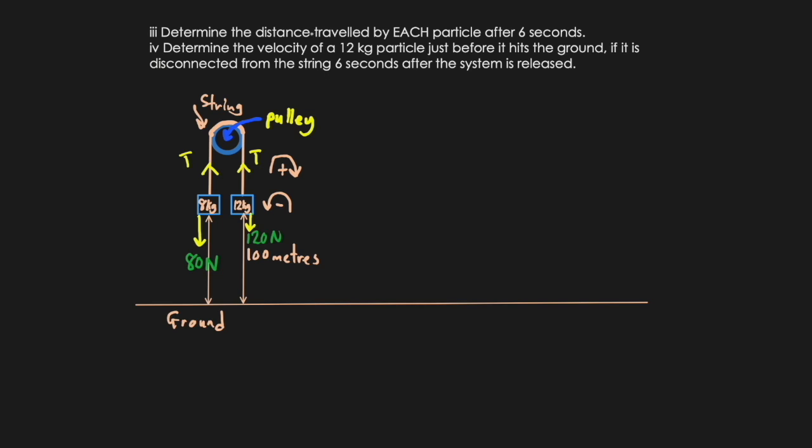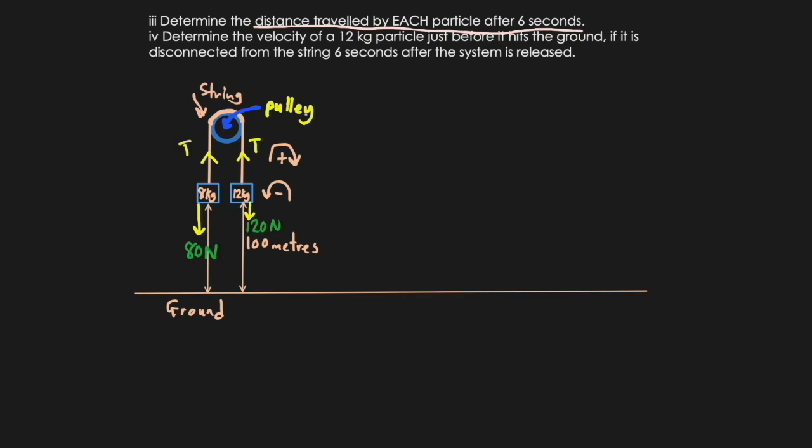Okay, so the next thing we need to calculate is the distance traveled by each particle after 6 seconds. So what we know is, we know the time, which is 6 seconds. We know the acceleration, which is 2 meters per second squared. We got that from the previous question. And we know it started at rest. The initial speed would have been 0. And what we want to find is the distance traveled, or s. So we have s, u, a, t.